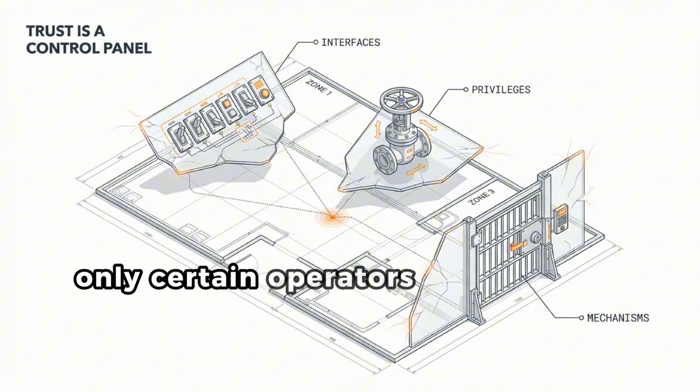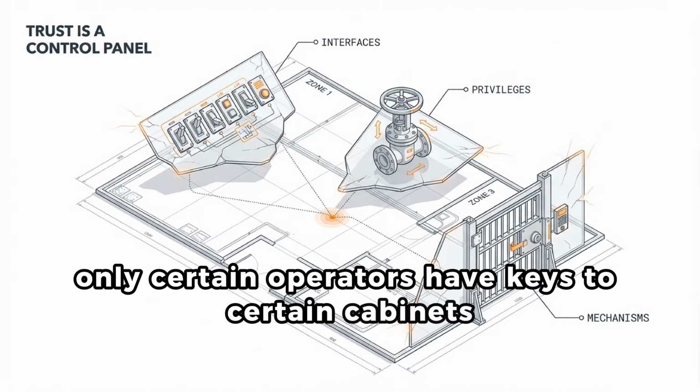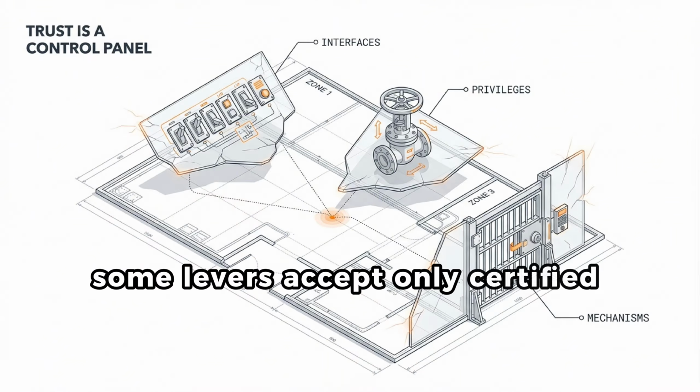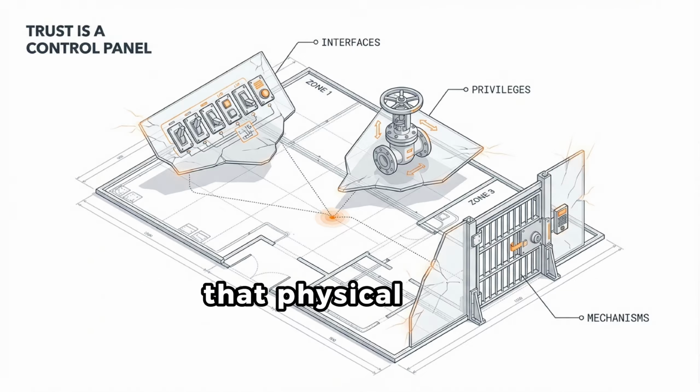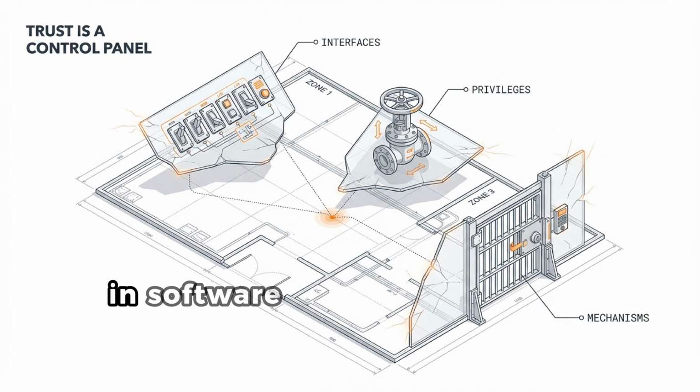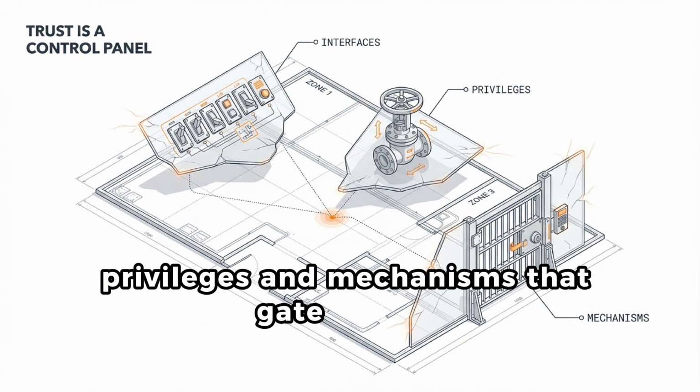Only certain operators have keys to certain cabinets. Some levers accept only certified plugs. Some require 2 people to operate at once. That physical setup is a surprisingly accurate stand-in for how trust is enforced in software. There are interfaces, privileges, and mechanisms that gate actions.